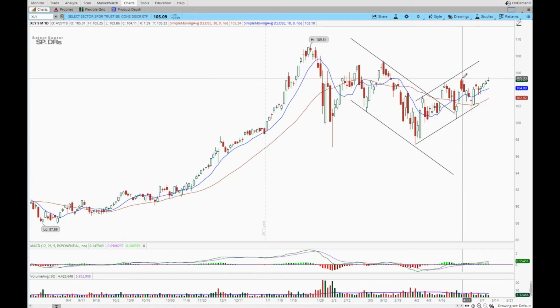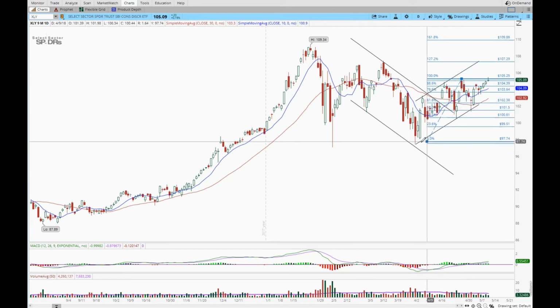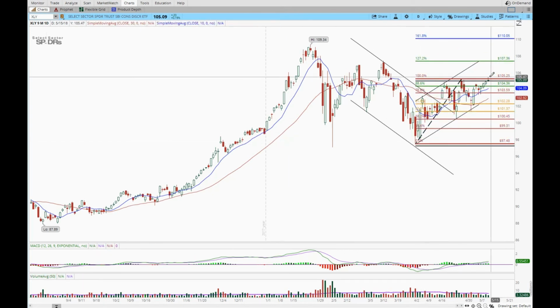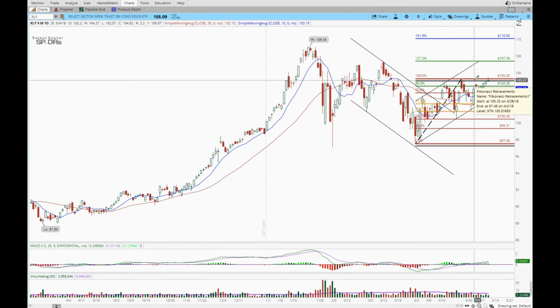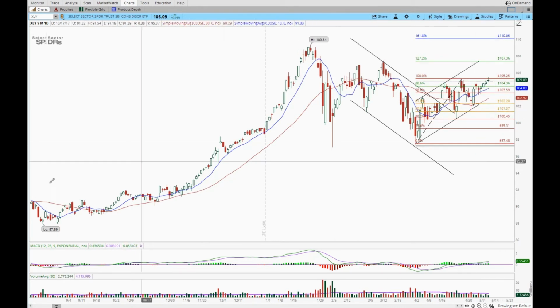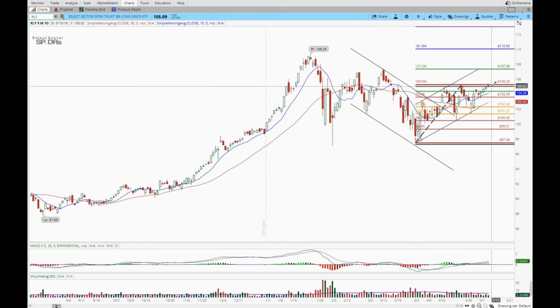This one here is also in this channel to the upside, formed by these 3 points right here. Next, I'm going to paint a Fibonacci from here to there. It tried to break this resistance, but couldn't, so it retraced back a little bit.